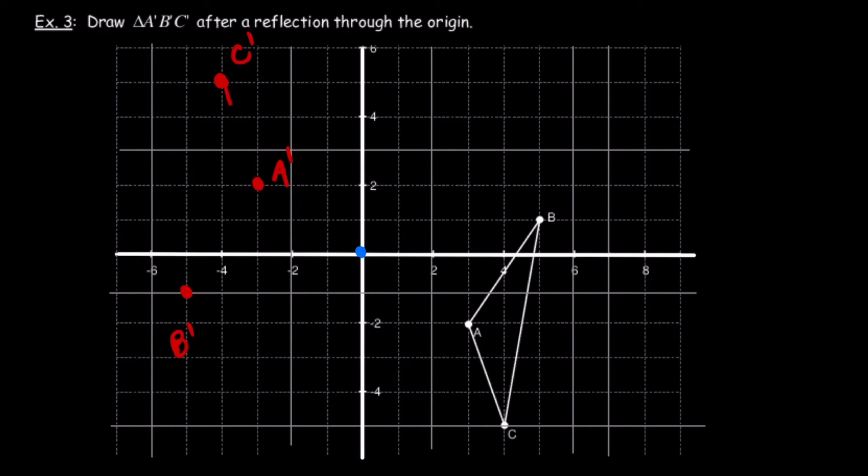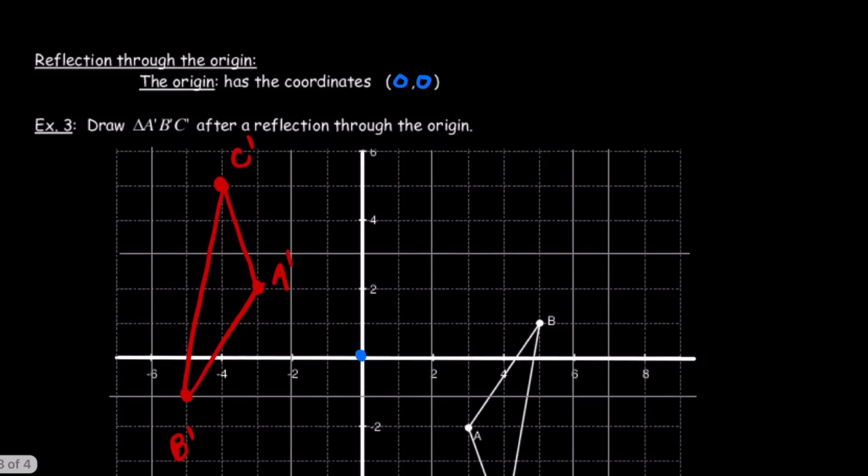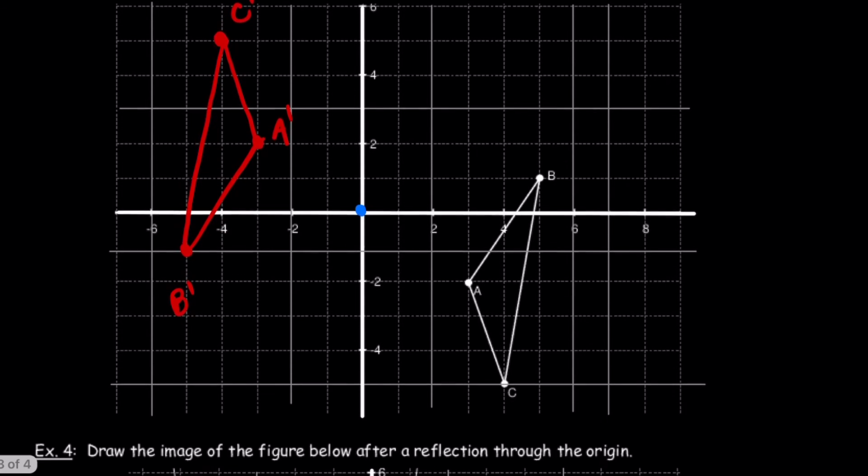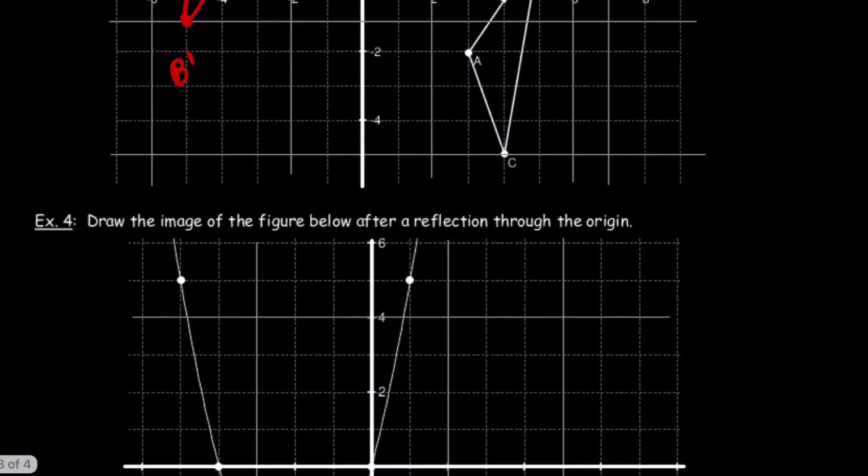And then we just sketch in the triangle. Okay. It just says draw a triangle A prime, B prime, C prime. It does not say state the coordinates, so we don't need to state the coordinates.